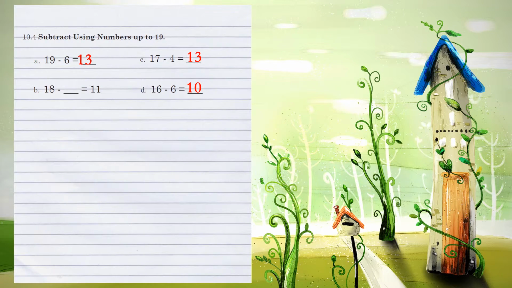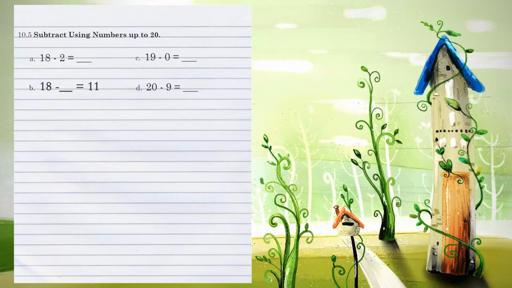Example B, 18 minus what number equals 11? We can also ask ourselves, 11 plus what number would equal 18, if that's a little bit easier. Let's try that. Let's count from 11 to 18, or 1 to 8. 2, 3, 4, 5, 6, 7, 8. That means that we are subtracting 7 from 18 to equal 11.